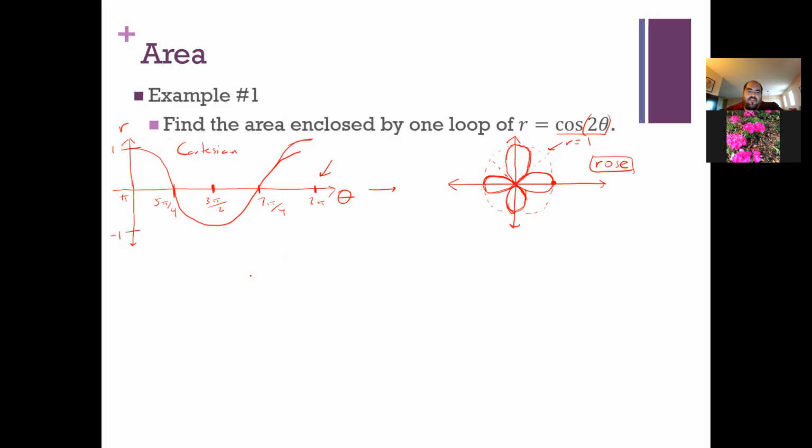All right, so now I want to find the area, and I want to find the area of only one loop. So what is a good place? Actually, let's go ahead and start the integral. Area is going to look like this: integral from a to b of 1/2 r squared d theta.